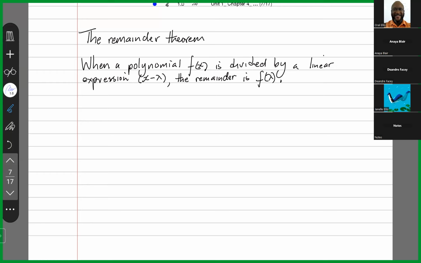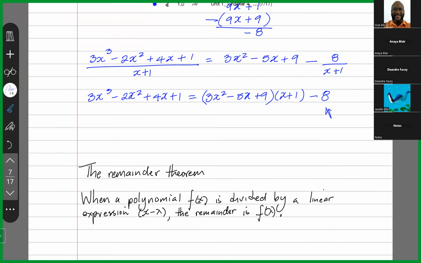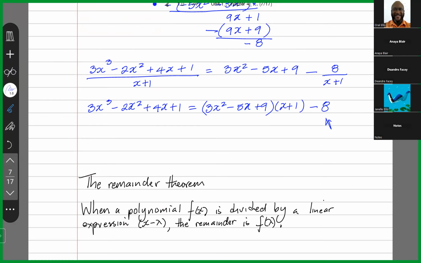All right, now of course we can probably show that this is true. As you saw in the previous example, I can go back up a little, if you divide a polynomial by a linear expression, so that's what we did here. We divided a polynomial by a linear expression. What we got to the right was another polynomial plus some remainder over the linear expression I'm dividing by, which is x plus 1.